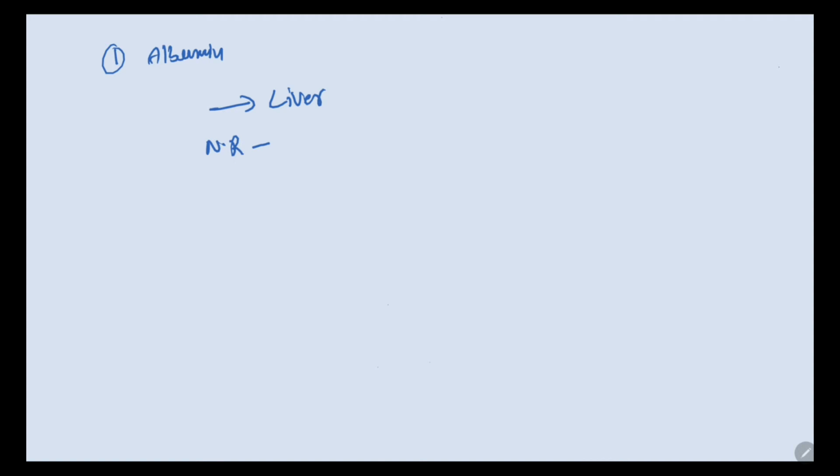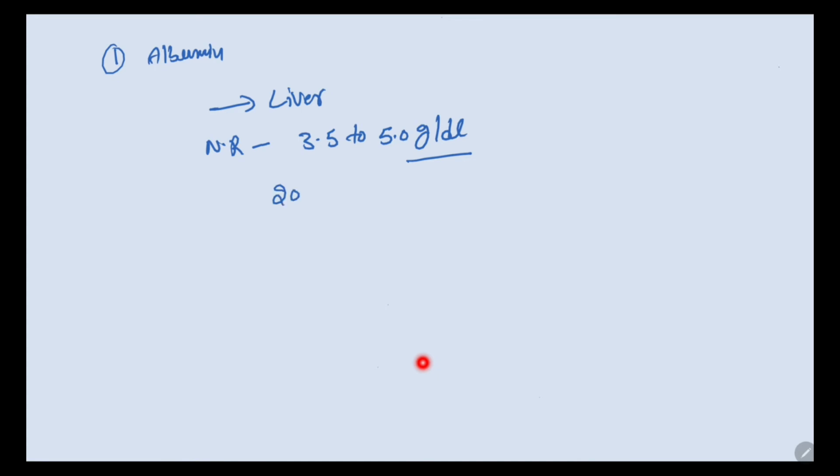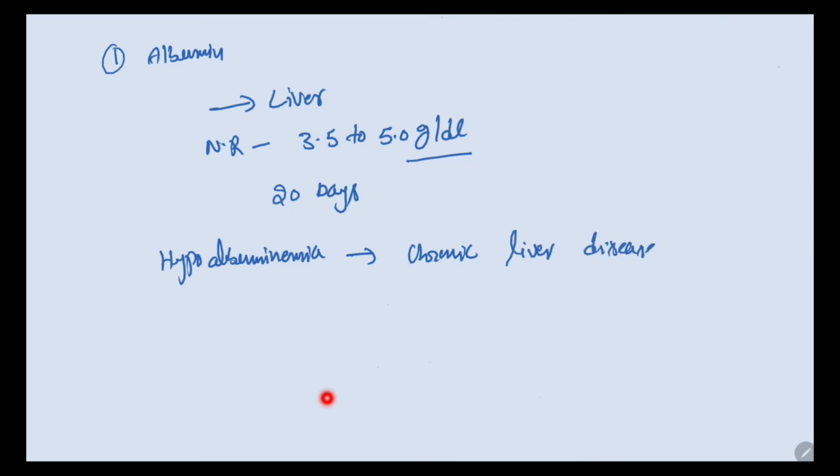Normal range is 3.5 to 5 grams per deciliter. Units are here grams per dl, not mg per dl. Half-life is about 20 days. A decreased condition of albumin is called hypoalbuminemia. In all chronic liver diseases, albumin level will be decreased.